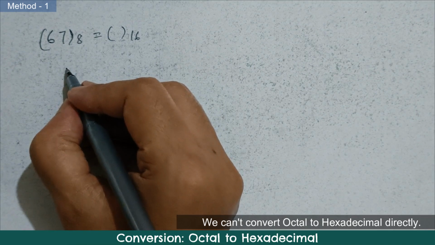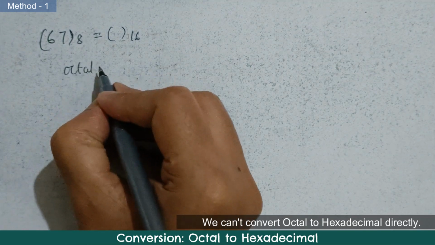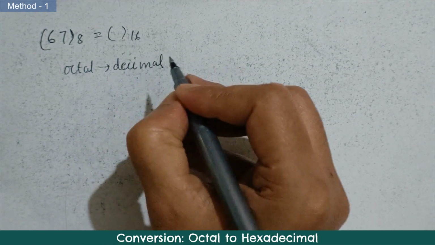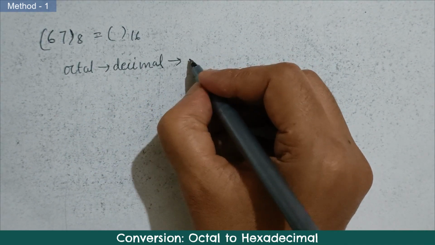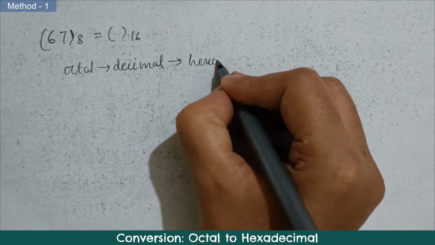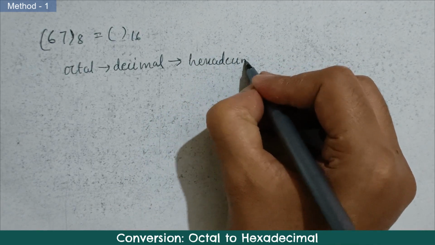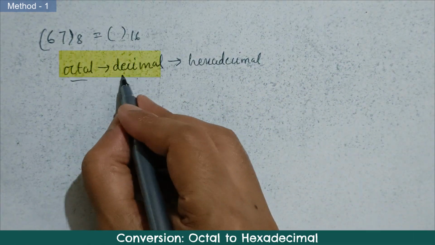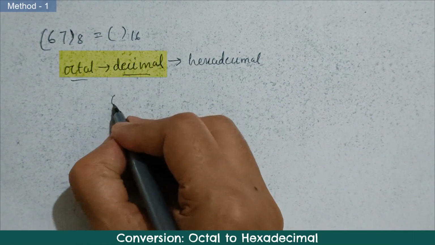Here, we cannot convert the octal number directly into the hexadecimal. Therefore, first, we need to convert the octal into decimal number, then secondly, we need to convert decimal into hexadecimal number. So, the first part is, I will convert this octal number into decimal.